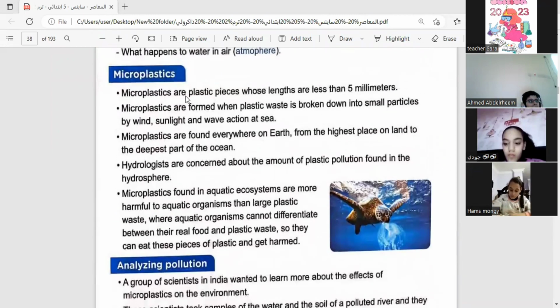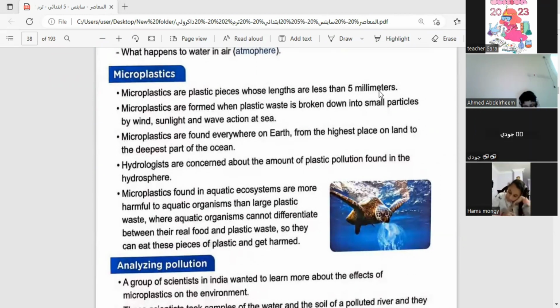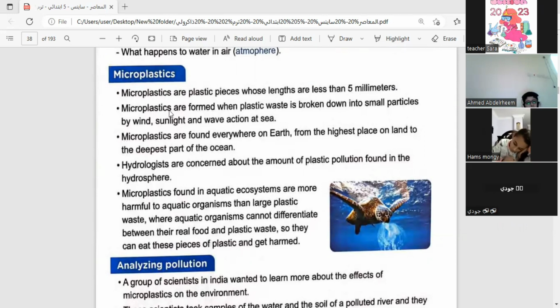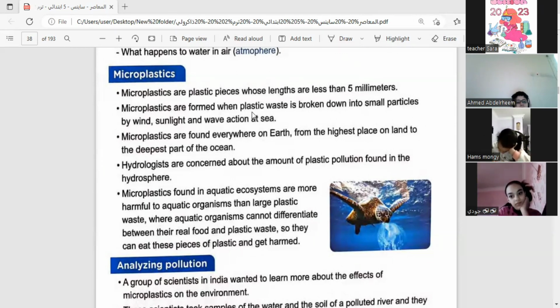Microplastics. Microplastics are plastic pieces whose lengths are less than 5 millimeters. It says that microplastics are formed when plastic waste is broken down into small particles or small pieces by wind. So when are microplastics formed? When plastic waste is broken down into small pieces by wind, sunlight and wave action at sea. All of these are reasons that lead to the breaking down of plastic waste.